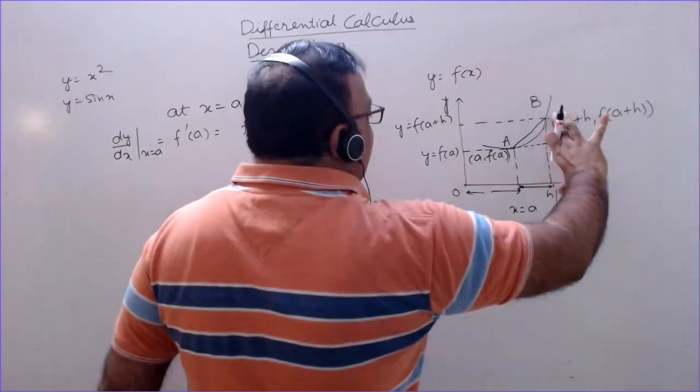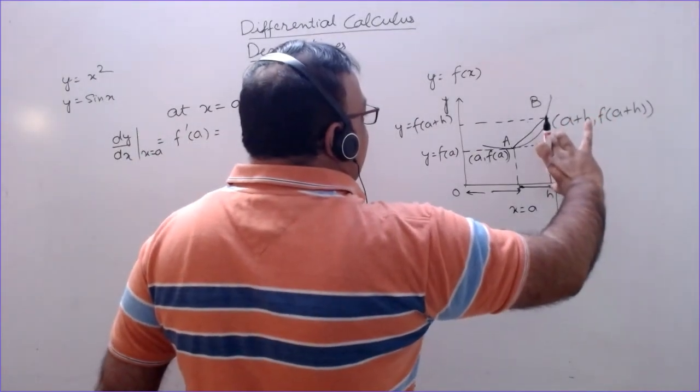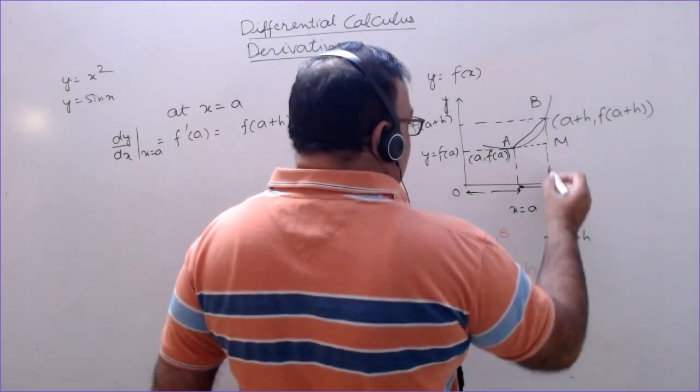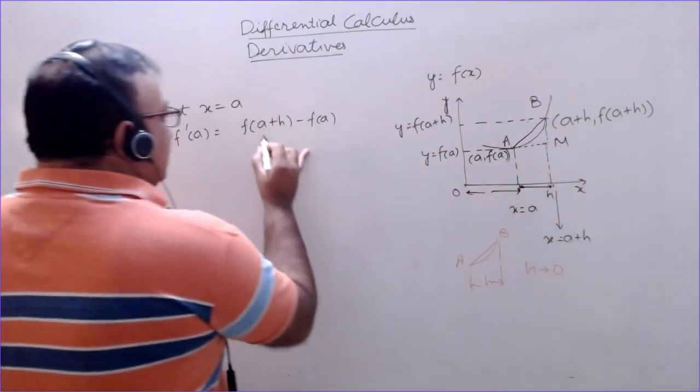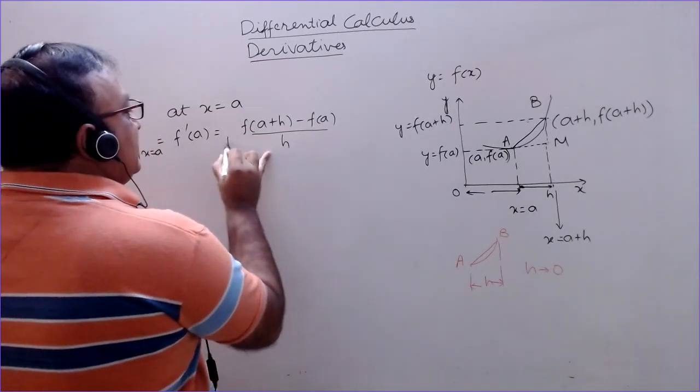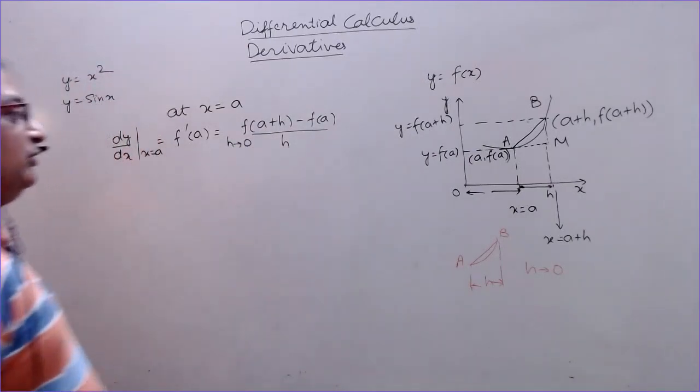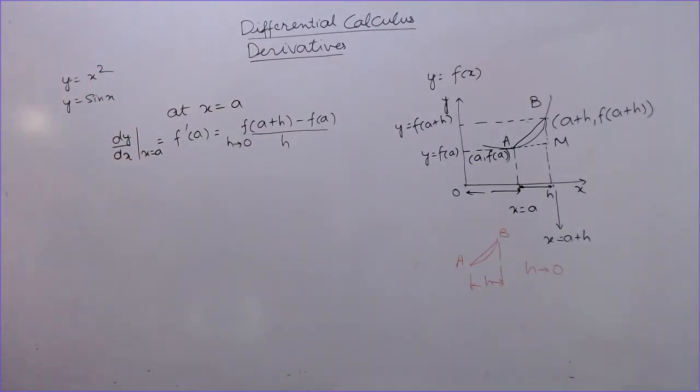Here the value is f of a plus h, this value is f of a, so this value minus this value divided by the base, that is equal to h, where h is very small, h is tending towards 0. This is how we define the derivative of a function y equal to f(x) at any particular point x equal to a, provided that the function is continuous.